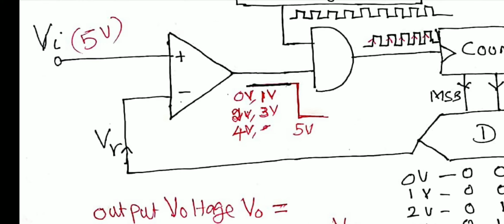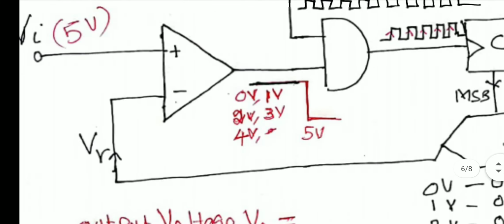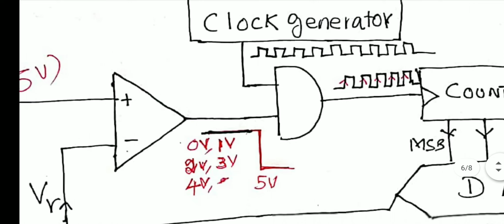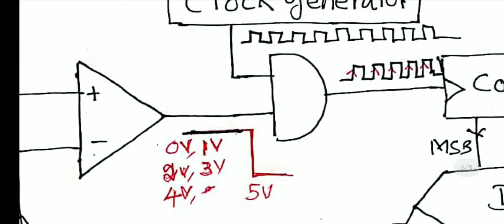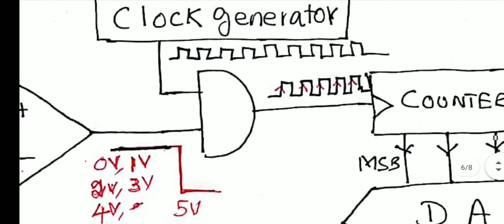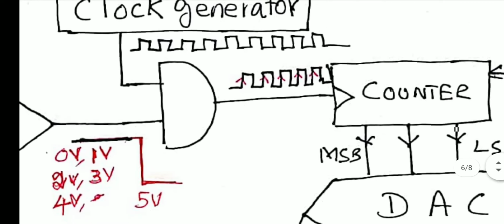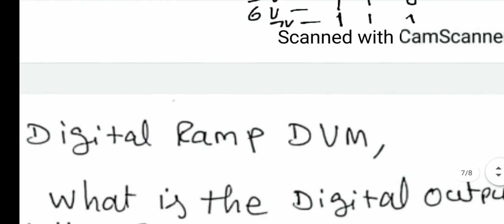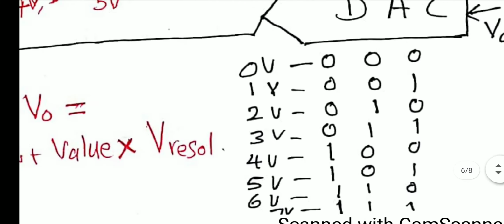Now the comparator compares the 5 volt with 5 volt, the output is 0 volt. So the gate stops, gate closes, AND gate closes. So at the output of the AND gate, 0 only is coming, no clock pulse is coming. So the clock pulse stops, so the counter also stops counting. Now the counter output remains in 101.